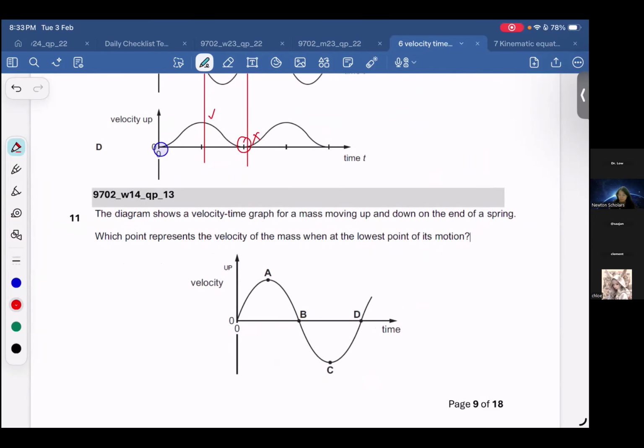Okay, we come to question 11 here. Actually, it's the same idea. I purposely put these two questions together because they are talking about the same spring. So the spring moves up and down. The question asks which point represents the velocity of the mass when at the lowest point of its motion. Okay, think.